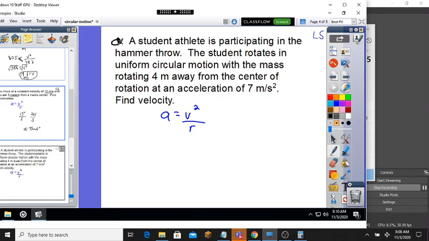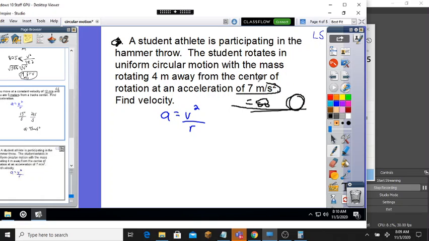So here a student athlete is participating in the hammer throw. The student rotates in uniform circular motion with the mass rotating 4 meters away from the center of rotation at an acceleration of 7 meters per second. So here we're trying to find acceleration and velocity, instead of finding something from a straight line, like from a car that we were going over, right? And that's going in a straight line. So how do you find that in a circle? We're using this formula.